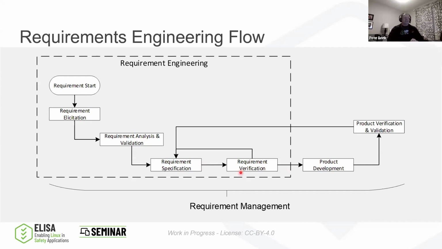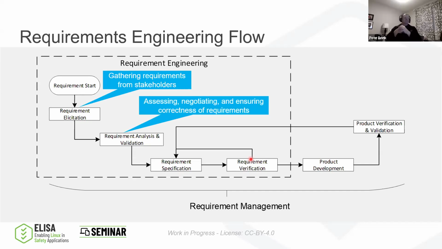At the end of that phase, there are some builds on this page. So that's gathering the requirements from the stakeholders. Then assessing, negotiating, and ensuring the correctness of the requirements. We're going to specify them and write them all down. We're going to talk to the stakeholders. We're going to have reviewers go through and look at the requirements that we've written and make decisions about whether or not they accurately capture what the stakeholders originally requested.